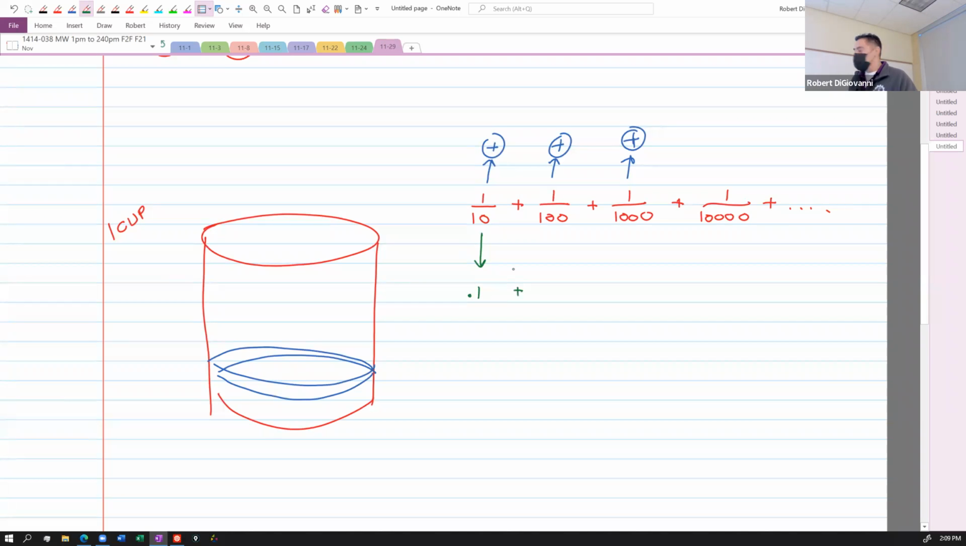0.1. What's 1/100th as a decimal? 0.01. 0.001, 0.0001. Start adding them together.